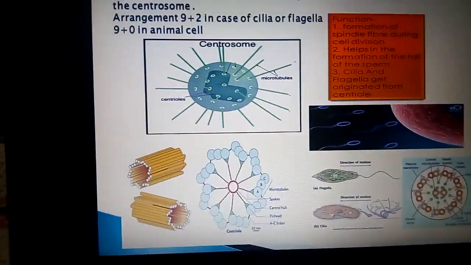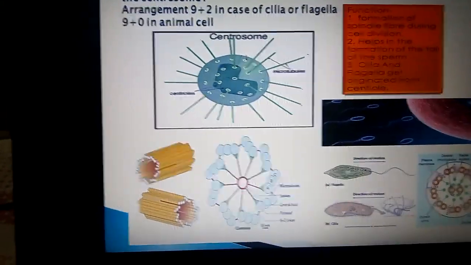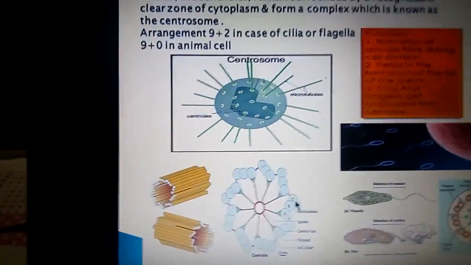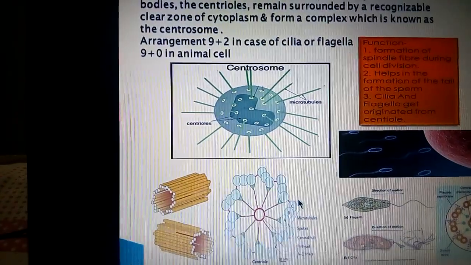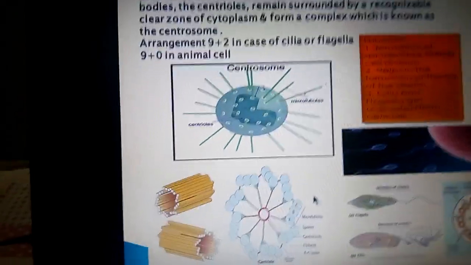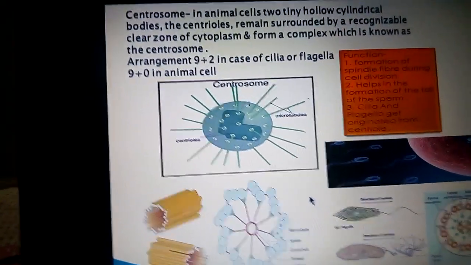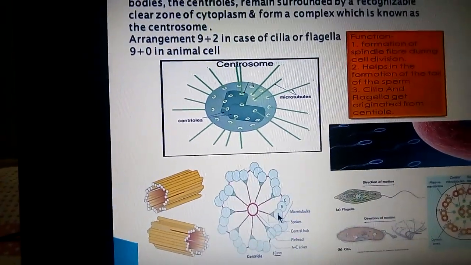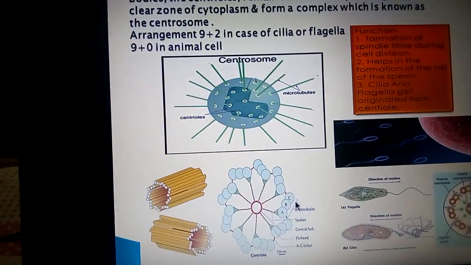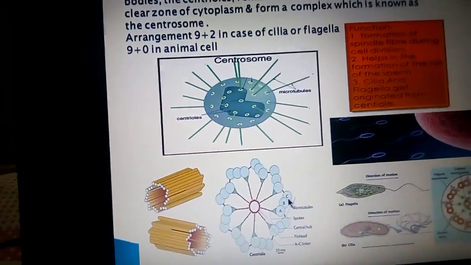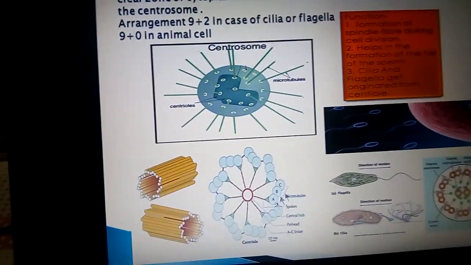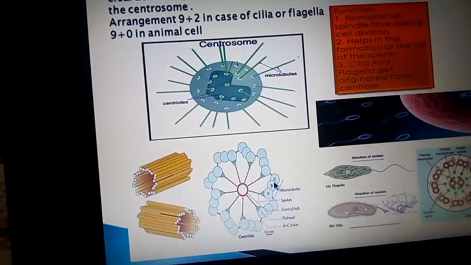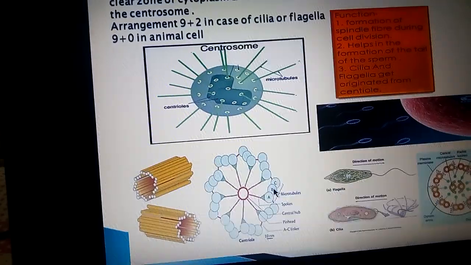The subtubules are marked as A, B and C. The A subtubule is the innermost one and the C subtubule is the outermost one. The subtubule B remains in the middle.